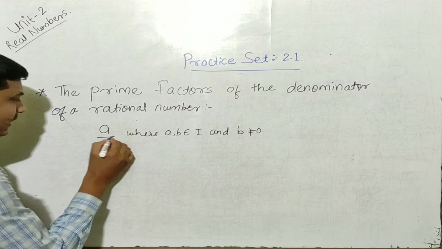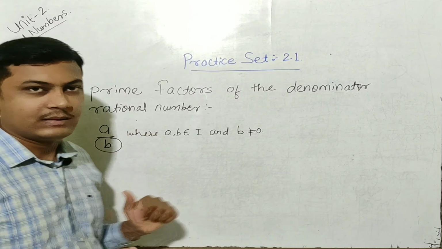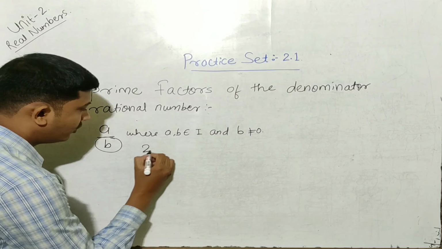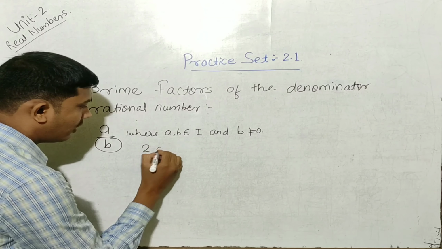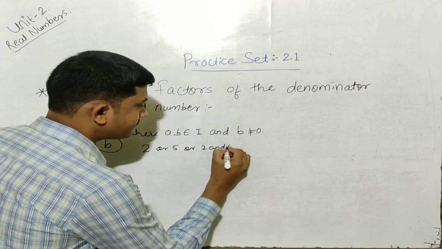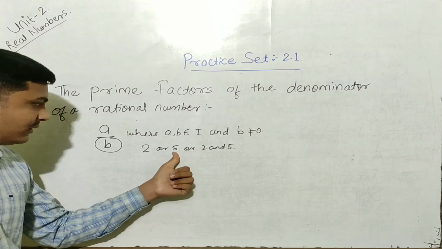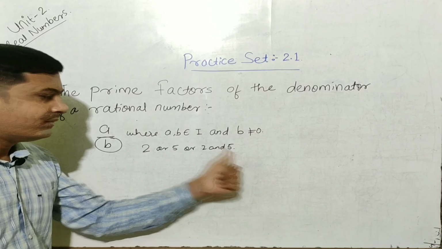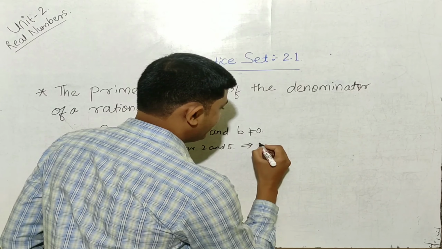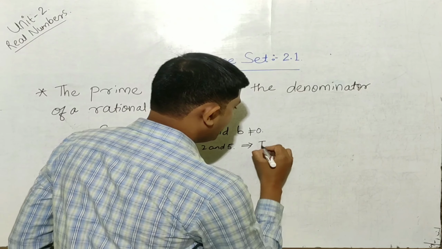Then if we take the prime factors of the denominator b, the prime factors of the denominator should be 2 or 5 or 2 and 5. If the prime factors of the denominator are 2, or simply 5, or both 2 and 5, then the decimal form of the rational number is terminating.